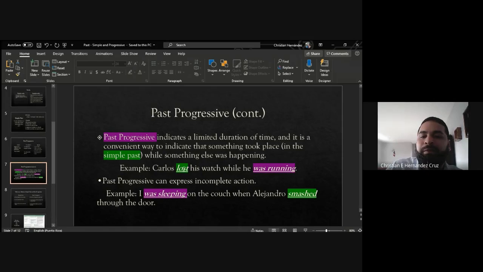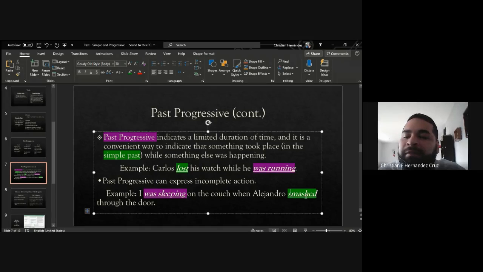In the first sentence, we see the simple past verb at the beginning, and then we end with the past progressive form. But in the second sentence, we switch it up. And now the past progressive is at the beginning, and then the simple past is at the end. So how can we tell whether this sentence is past progressive or simple if it contains two verbs?